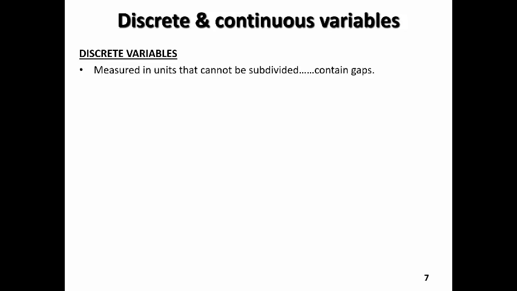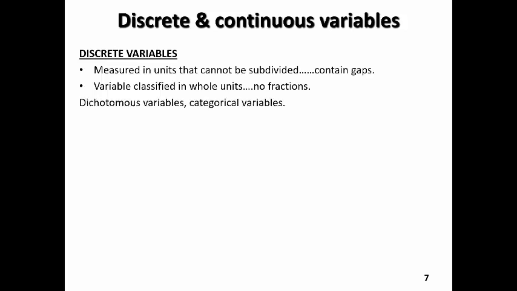And so these are units of the measurement that contain gaps between those units. And as such, these variables are classified in whole units or whole numbers. So there are no fractions, and we'll take a look at some of these examples. So some of the terms that you'll be familiar with include what's called a dichotomous variable and categorical variables. Specifically, a dichotomous variable is one that only has two possible outcomes.